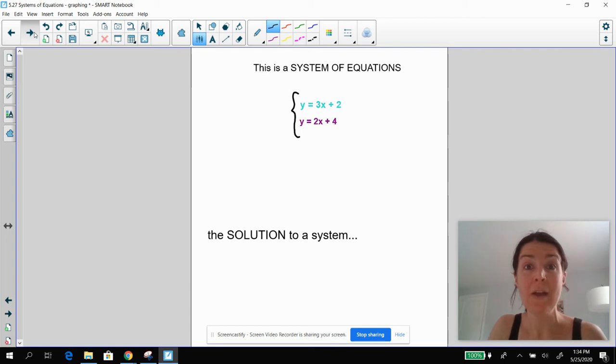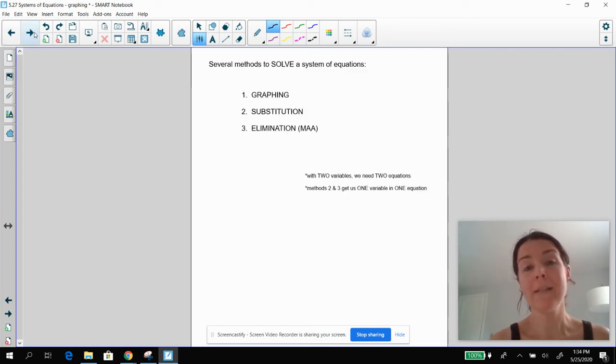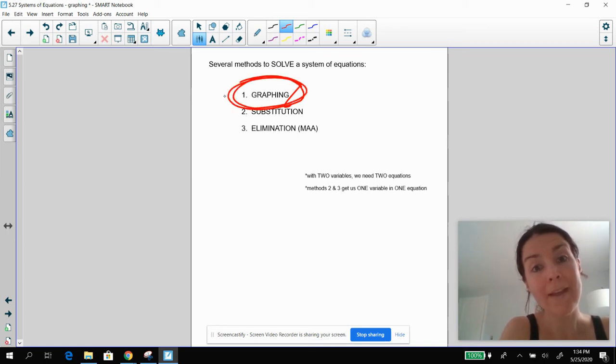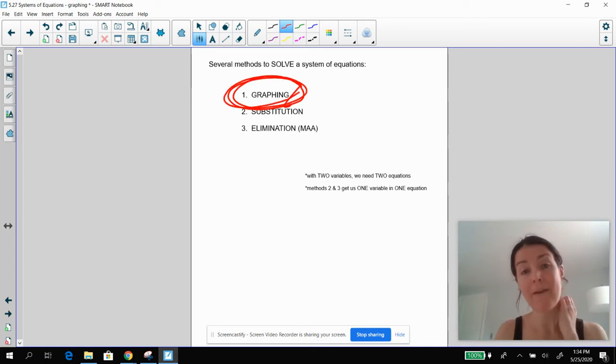That's it. So there are 3 ways that you can solve a system of equations. There are actually more than 3, but we're going to talk about 3 of them. And the one we're going to talk about today is graphing. So graphing is one method of how to solve a system of equations. We're going to talk about substitution and we're going to talk about elimination later. But let's knock out graphing today. So let's look at this system.